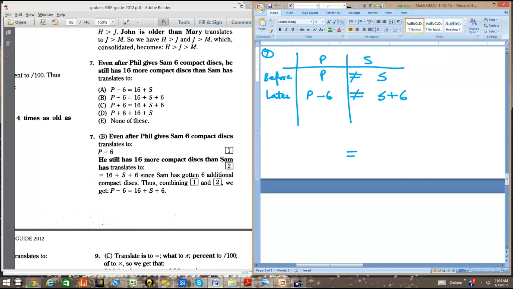Well, Phil has more. So Sam, you need to go to the store and buy 16 for Sam. If you buy 16 for Phil, Phil will have 32 more. That won't help you. Okay? They need to be equal. Now it's an equation, and now you can just try to solve it. Make sense? Let me just write that.